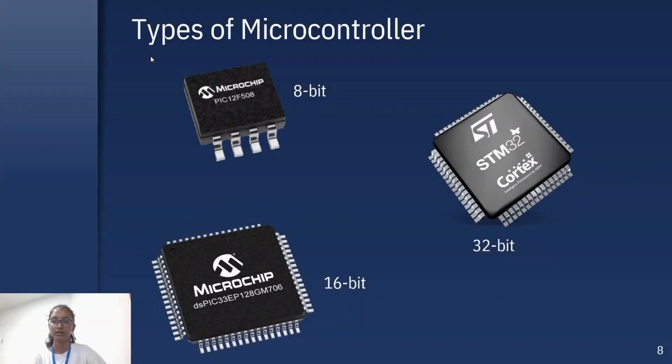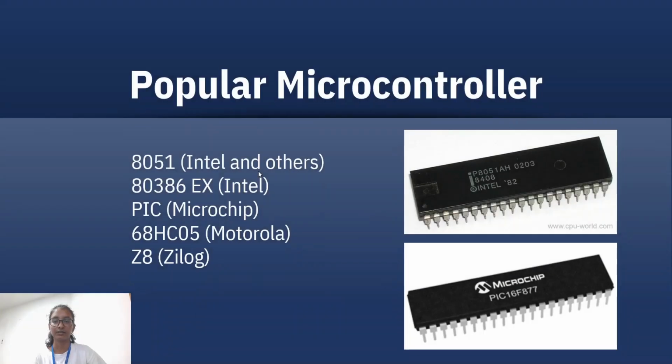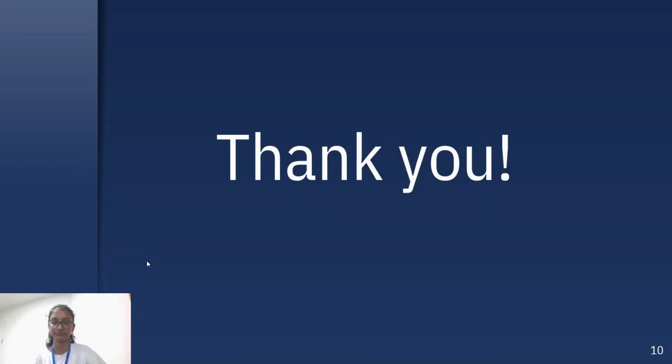Next are the types of microcontroller. Basic types are 8-bit, 16-bit, and 32-bit microcontrollers. These microcontrollers are very commonly used in today's world. Then next, these are popular microcontroller examples: 8051 Intel, 80386 PIC, 68HC05, and Z8. So this is all about the microcontroller.